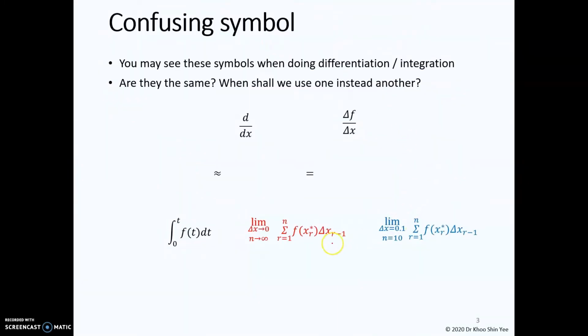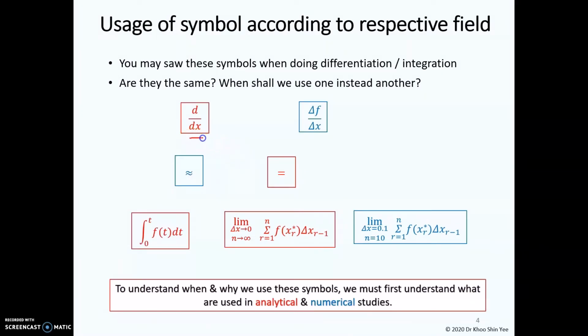These are some common symbols when you perform differentiation or integration. Can you differentiate which symbol is used for the analytical method and which symbol is used for the numerical method? In simple terms, the symbols in red color are the symbols used when we perform the analytical method, and the symbols in blue color are the symbols that we use when we perform the numerical method.